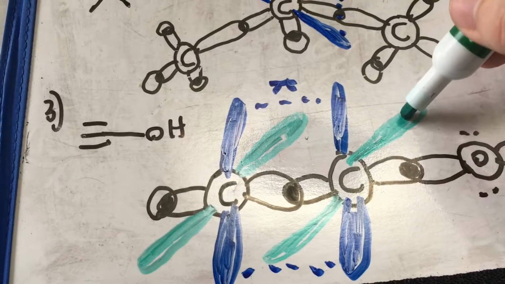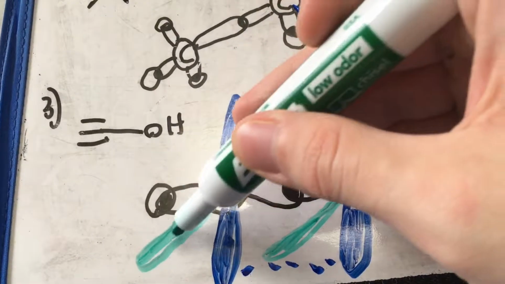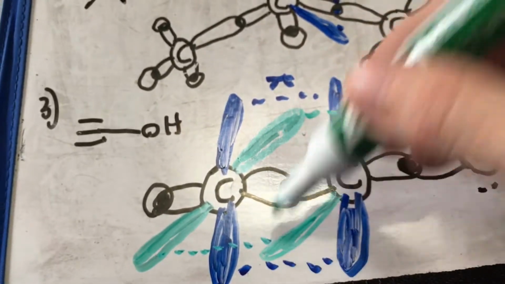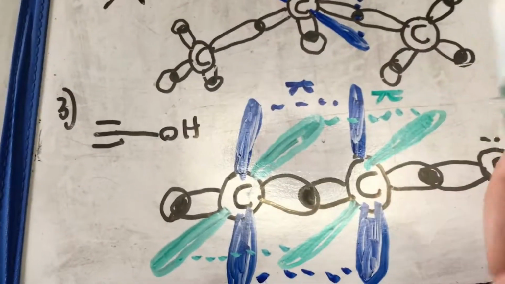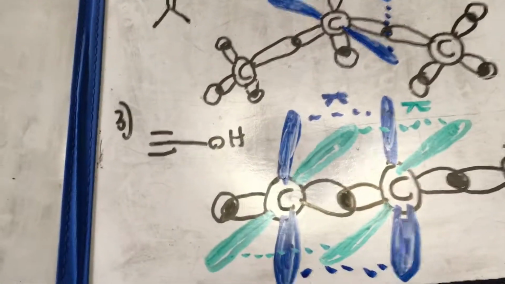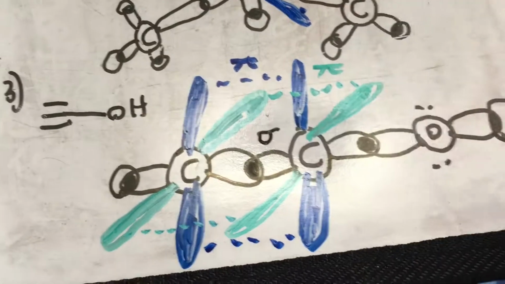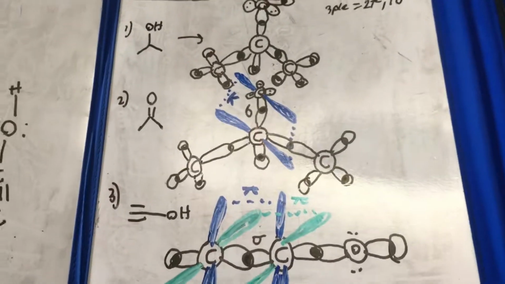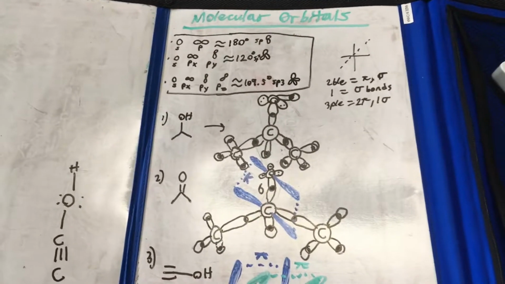Again, we want to make them parallel. These two are parallel to each other. And again, we draw pi. And for this one, we draw sigma. And that's how you do the 3 types of bonding to demonstrate molecular orbitals.